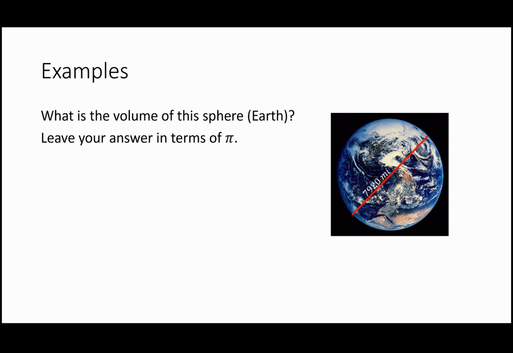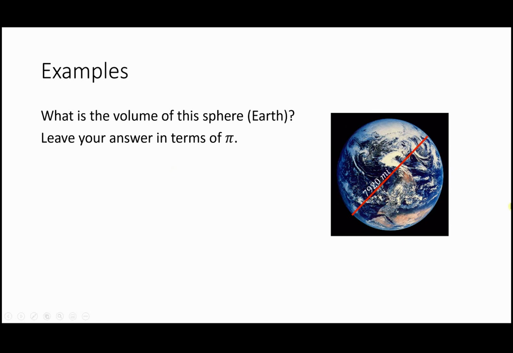Okay, we're going to get wild with it here. What is the volume of this sphere, aka the Earth? So the diameter of Earth is approximately 7,920 miles. So the units are miles, and this is the straight across distance from one end to the other end going through the Earth, okay? And we're going to leave our answer in terms of pi.